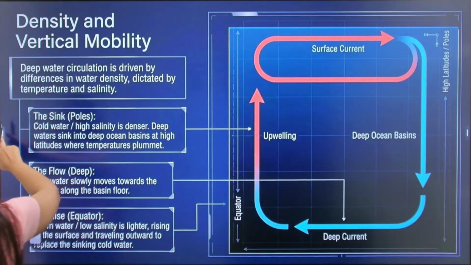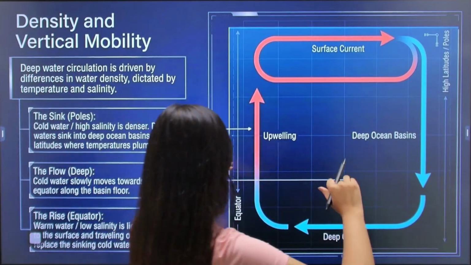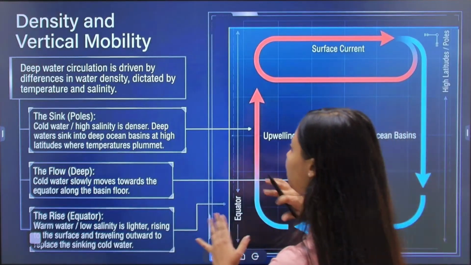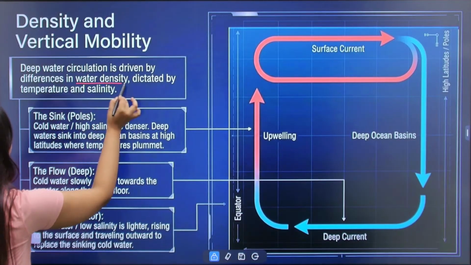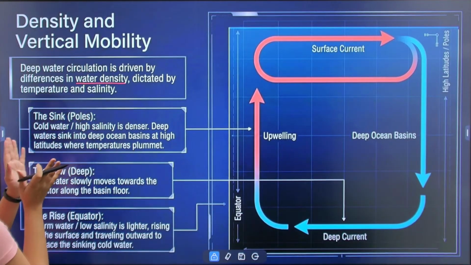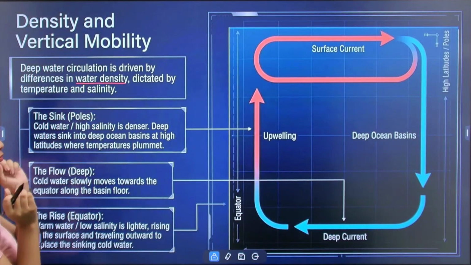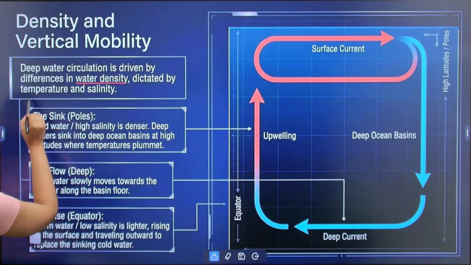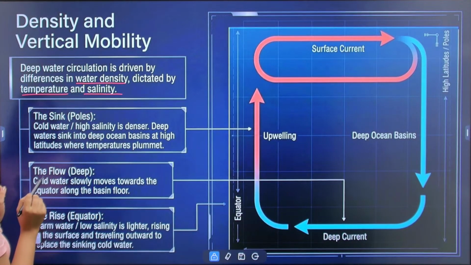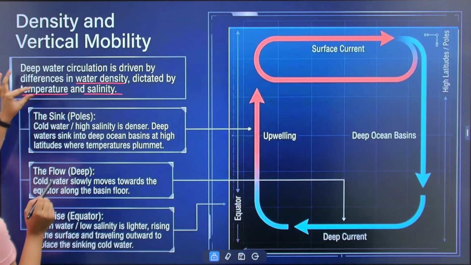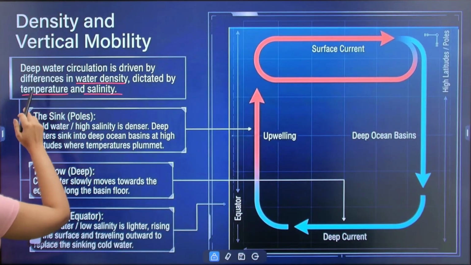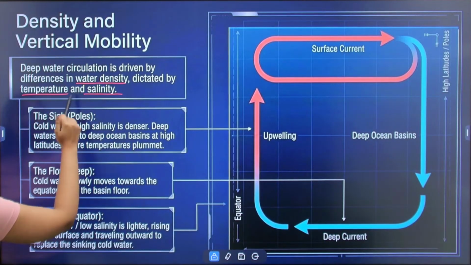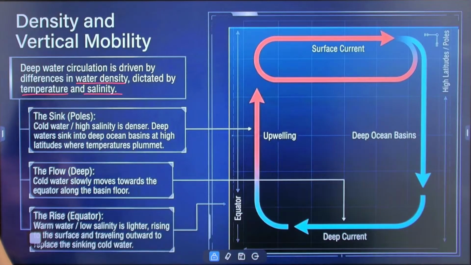Density and vertical mobility. Ocean currents do not just move horizontally, they also move vertically like this. How does that happen? The deep water circulation is driven by differences in water density. Water density depends on two things, temperature and salinity. Remember that high temperature and low salinity would mean less density, and low temperature or cold water and high salinity would mean greater water density.